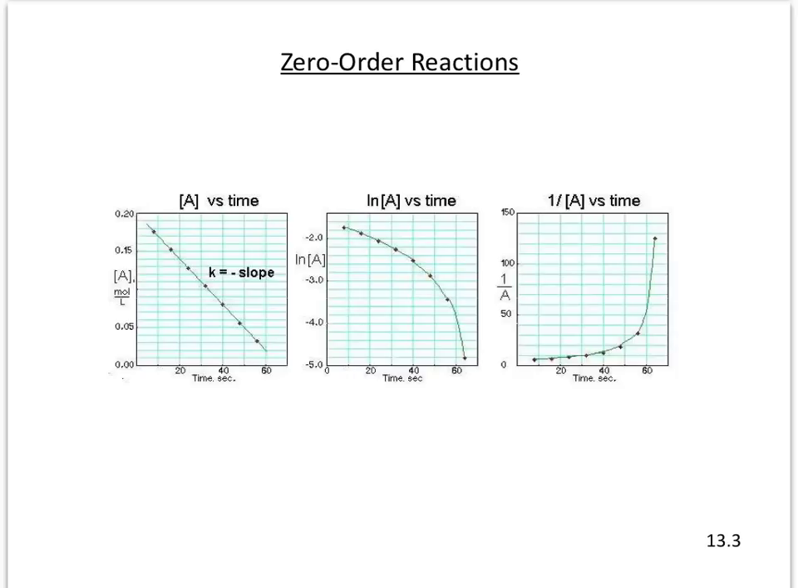So if we take a look at these three graphs, we end up getting a straight line when we just plot concentration versus time for a zero order reaction. That means as the concentration decreases, the rate stays the same. So it's not going to change, it's just going to steadily decrease over time. So really the rate is constant in a zero order reaction. So concentration of A does not make any difference for the rate. And if we were to do the natural log or the inverse, we would see that we get a curve. So you recognize a zero order reaction because we wind up with a straight line when we plot just the concentration versus time.